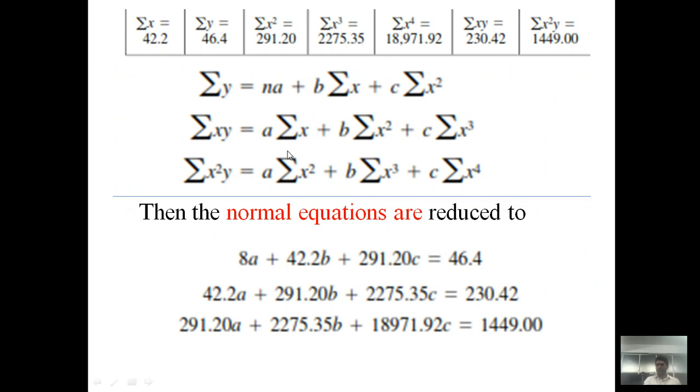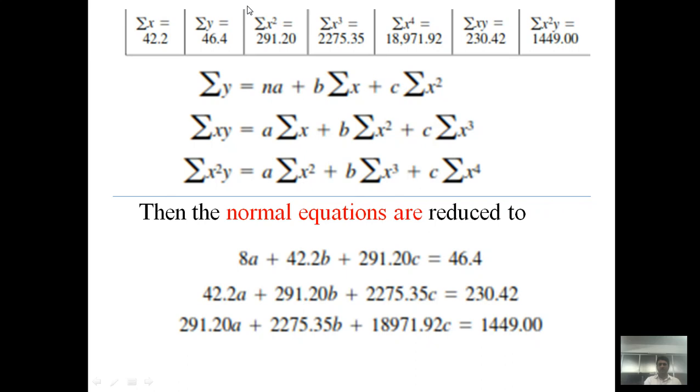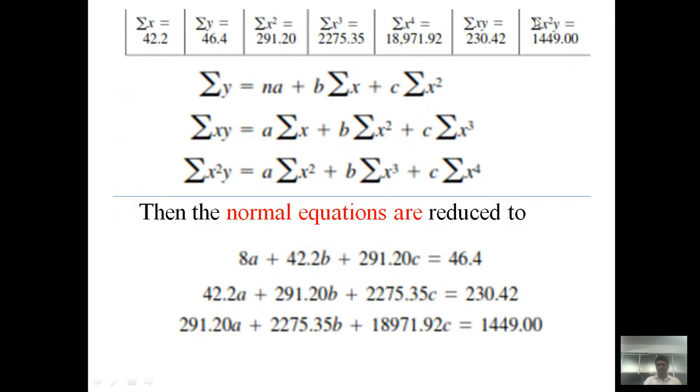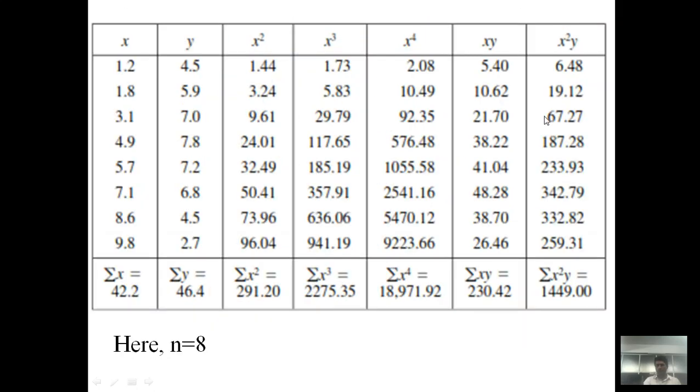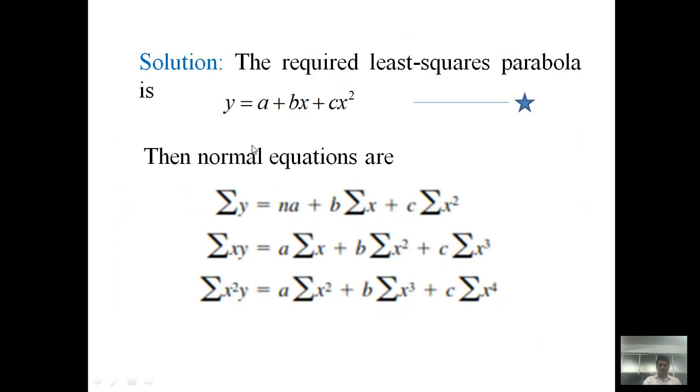Just for the sake of convenience, we have to write down all the summations, because we have to use them in further calculation. So we write them down in the margin. Sum of x is 42.2, sum of y is 46.4, and so on. Sum of x square y is 1449. So we just carry forward. In the same manner, our aim is to find the values of a, b and c.